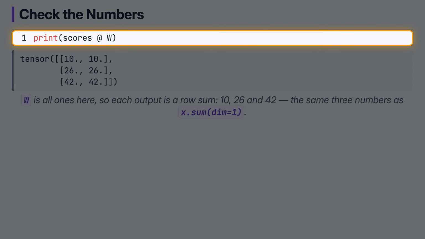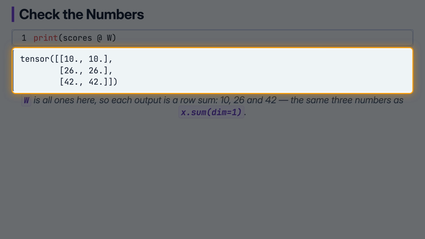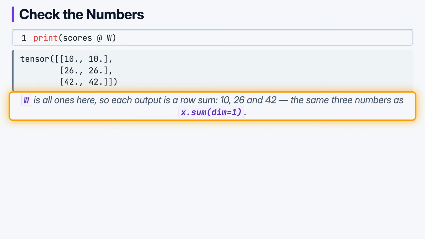Let's check the actual numbers. We print scores Matmul W. 10, 26, 42, each repeated across two columns. W is all ones, so each output is just a row sum. Those are the same three numbers as x dot sum, dim equals 1.